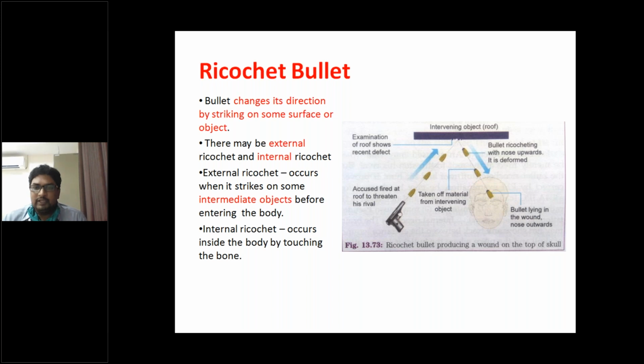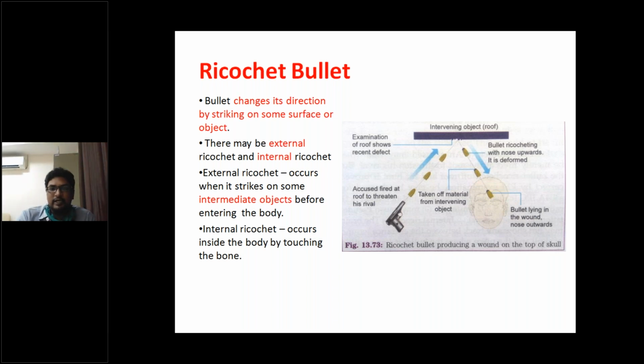So whenever the bullet strikes any intermediate object before hitting the target, then we call it a ricochet bullet. It is of two types: one is external ricochet, the other is internal ricochet. External ricochet is when it's outside the body and there is an intervening or intermediate object. And internal ricochet is when the bullet hits the bone inside the body and then it turns direction, then we call it internal ricochet.